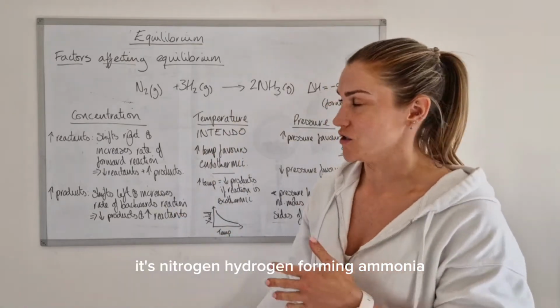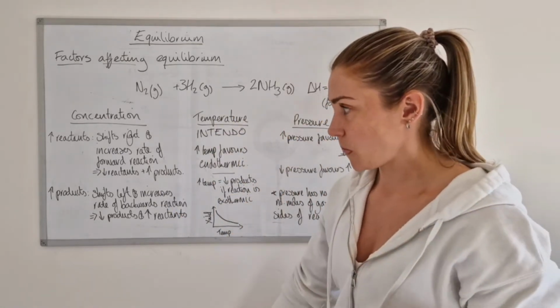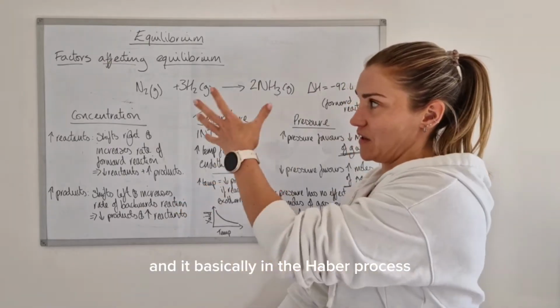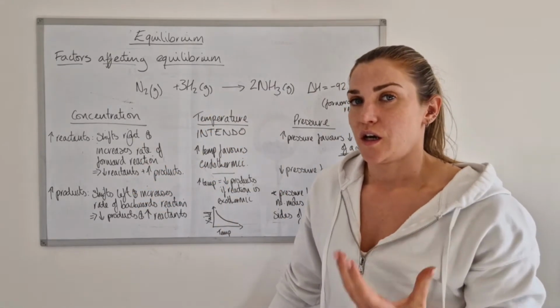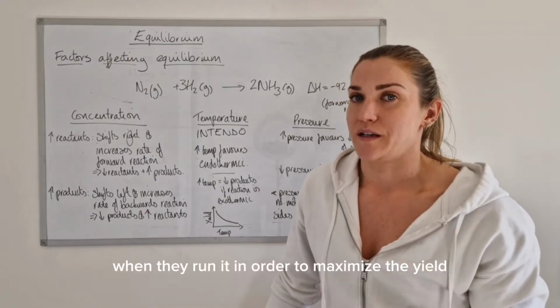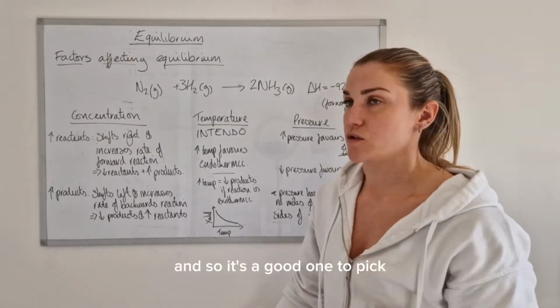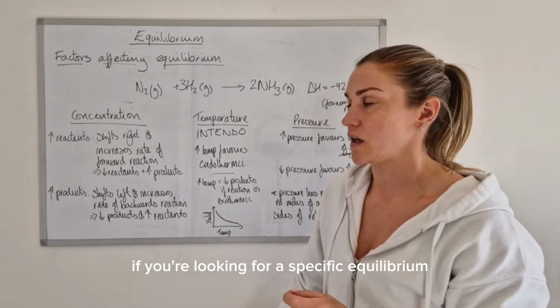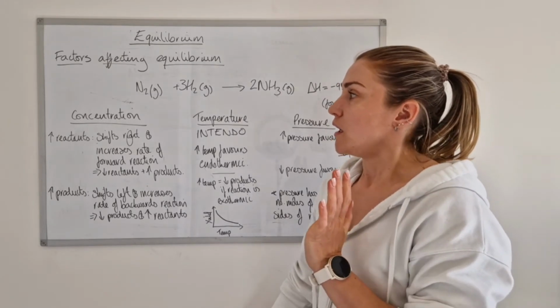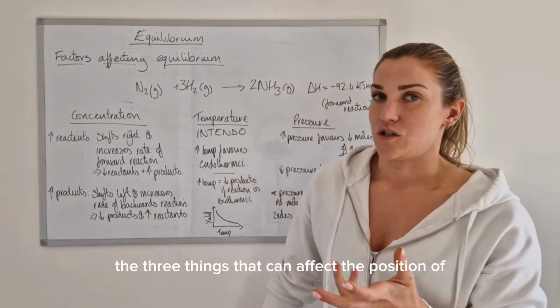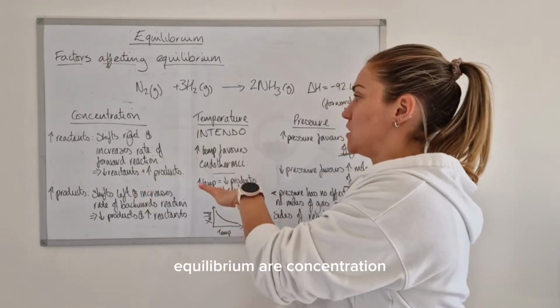It's nitrogen and hydrogen forming ammonia, and in the Haber process they take into consideration all of these three factors when they run it in order to maximise the yield. So it is a good one to pick if you are looking for a specific equilibrium example for an open-ended question. So the three things that can affect the position of equilibrium are concentration, temperature and pressure.